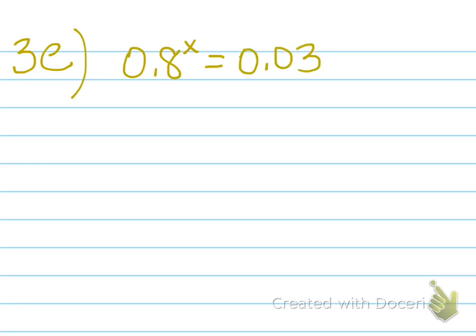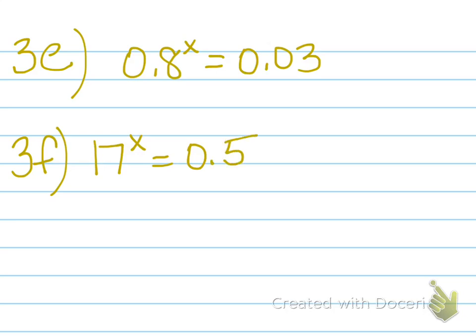Welcome back. So we left off at 3E and 3F. 3E says 0.8 to the x power equals 0.03. So remember, we're writing this in log form. 3F says 17 to the x power equals 0.5.